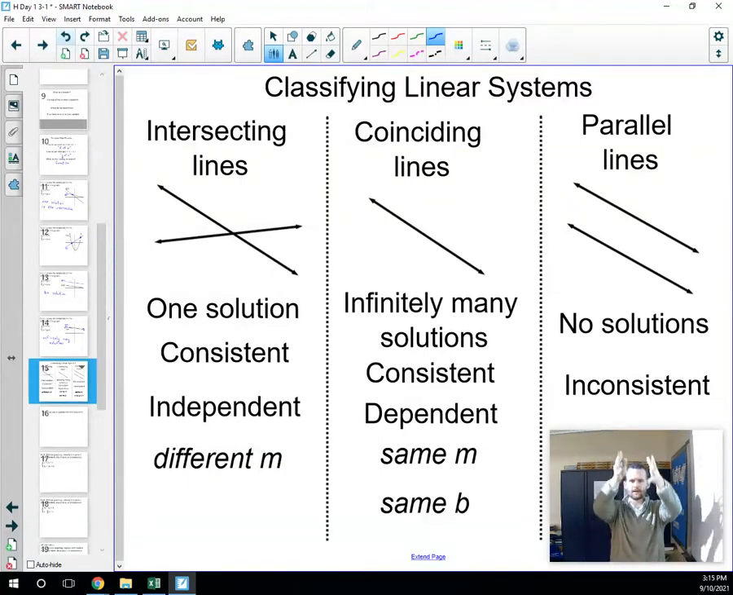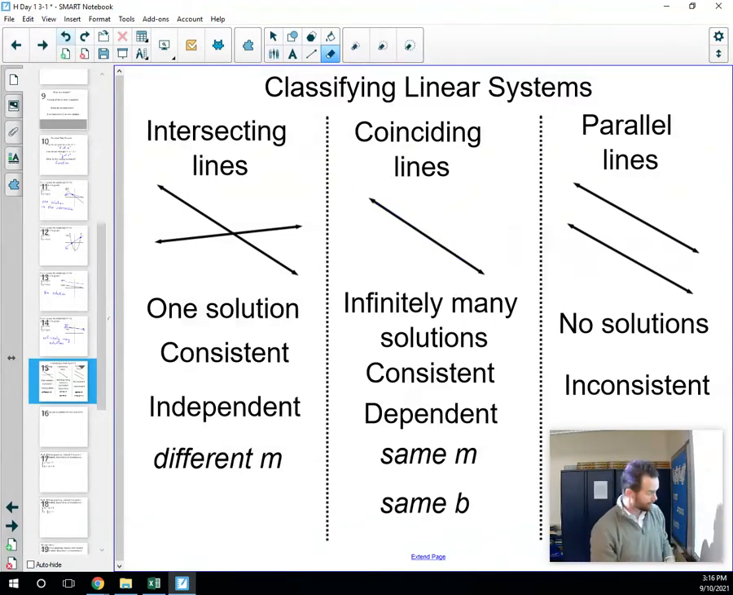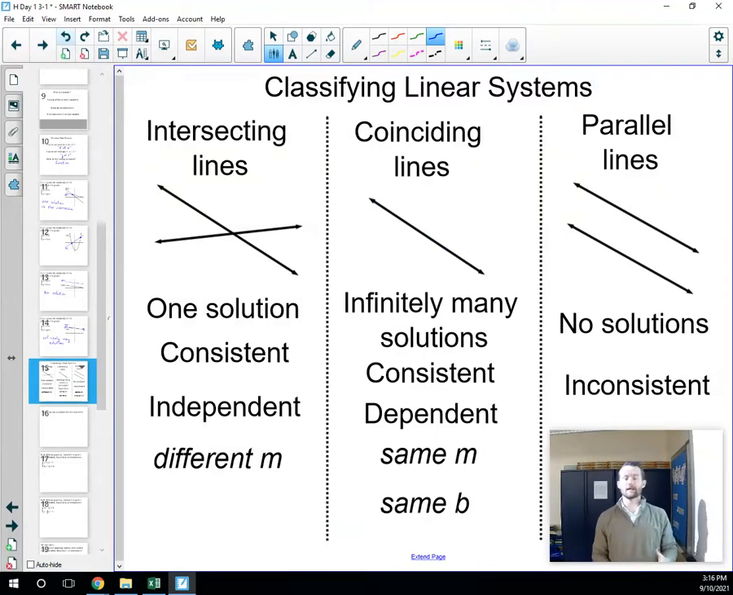Now let's move on to coinciding lines, the one right in the middle. So this is when the two lines, and again, it's kind of tough to draw this, but the two lines are right on top of each other. Essentially, they're the exact same line. So this is when there are infinitely many solutions. And again, there still are solutions, so it's still consistent. But now, since there's more than one, we call it a dependent system.